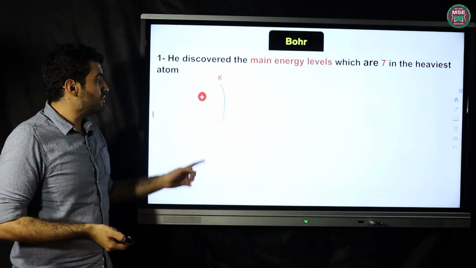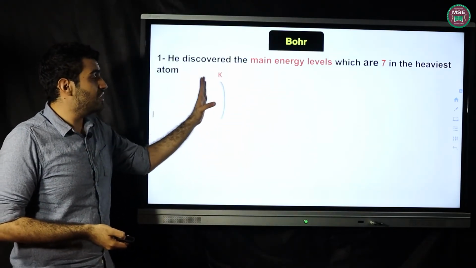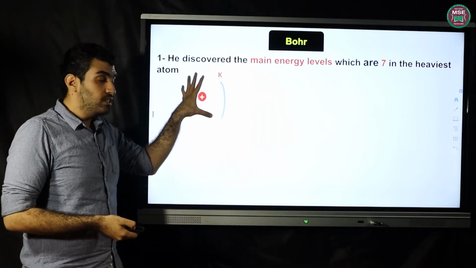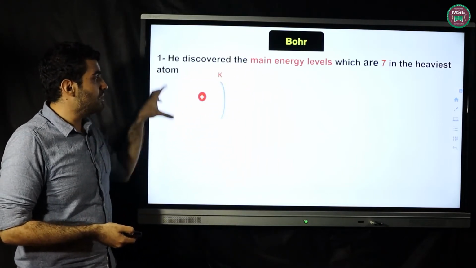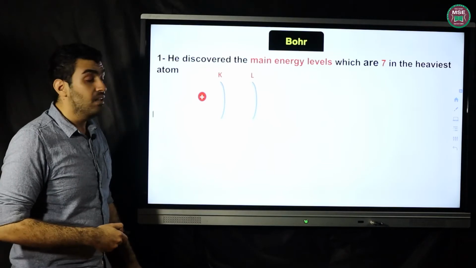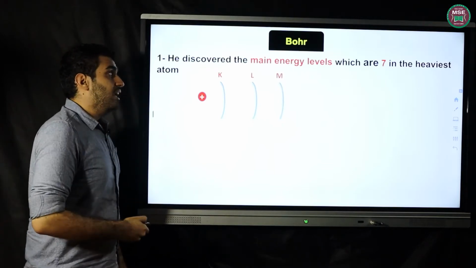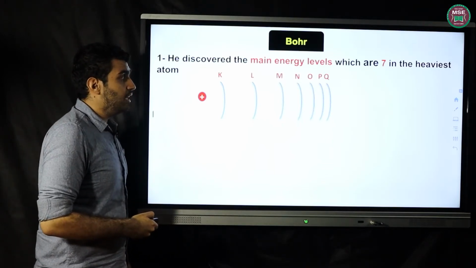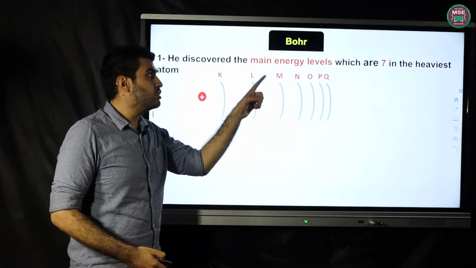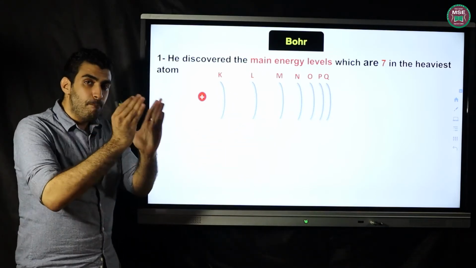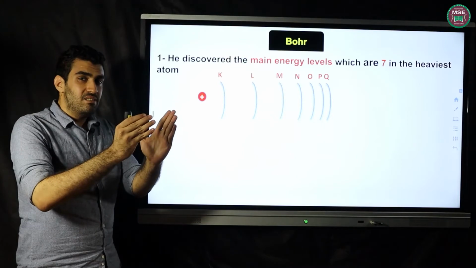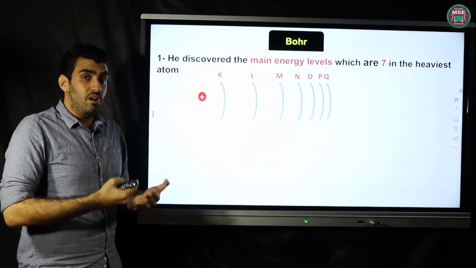So Bohr discovered that here is the nucleus. There are 7 energy levels in which the electrons are rotating around the nucleus. Number 1, K. Number 2, L. Number 3, M. N, O, P, and Q. 7 main energy levels. And when I say main energy level, this means that there are other types of levels.